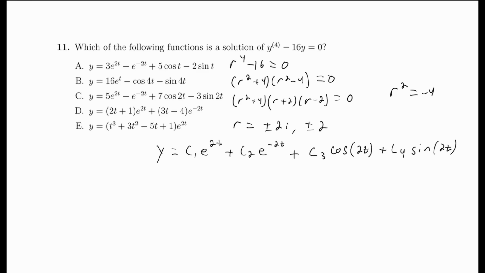In A, they have cosine and sine of just t, which is incorrect. We need 2t. Same in B, they have 4t. C does have cosine of 2t, sine of 2t. And then they have an e to the 2t and an e to the negative 2t term, so that all matches. So C is our correct option here. Keep in mind they could always throw in a solution where one of your c's is 0. Just watch out for that.